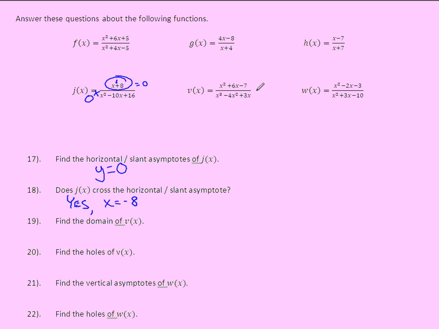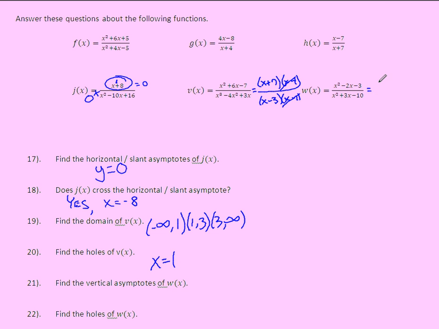Alright, now for v of x, we want the domain. So we're going to factor both the top and the bottom. It would be x plus 7, x minus 1 up top, and on the bottom, I should have x minus 3, x minus 1. Okay, where do I have domain issues? At 1 and 3. 1 is smaller, so it'll be negative infinity to 1, 1 to 3, and then 3 the rest of the way to infinity. Now, to find the holes of v of x, that's where I had domain issues and where things cancel. So my answer here is x equals 1. x equals 3 is a vertical asymptote.